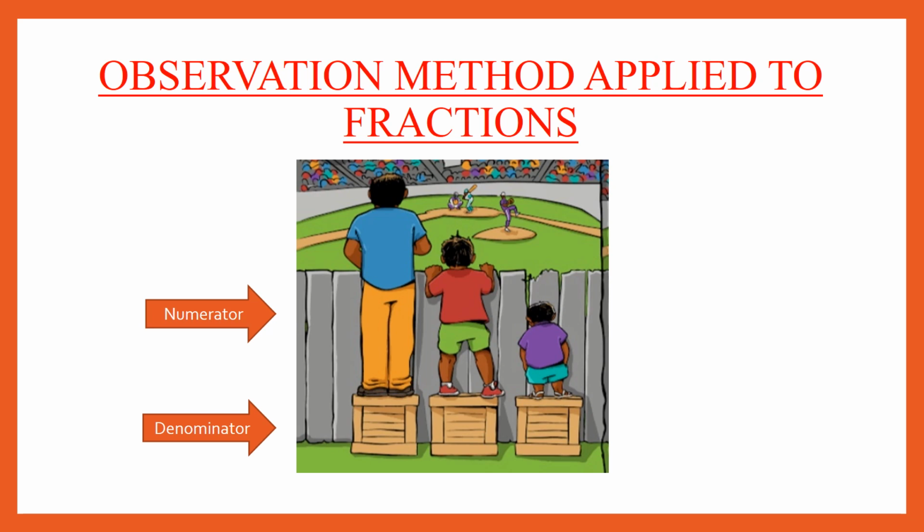Now if we compare the children to be numerators of a fraction, which could be different numbers, and the boxes of the same height on which they are standing as denominators, which are same numbers, we could use the same observation method by just comparing the numerator alone since the denominator is the same. Let's now use this concept to compare fractions with same denominators.